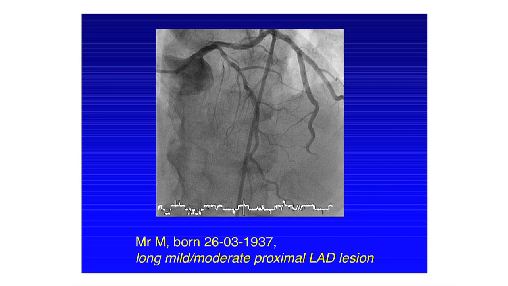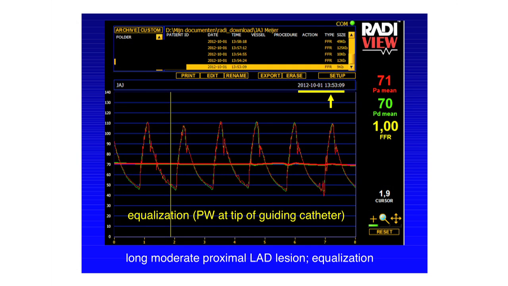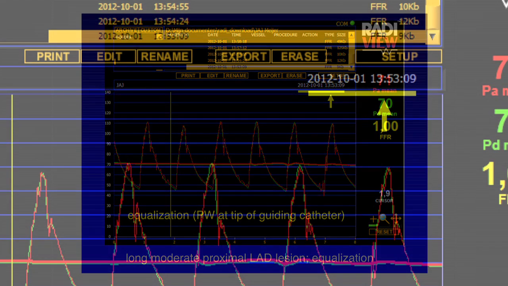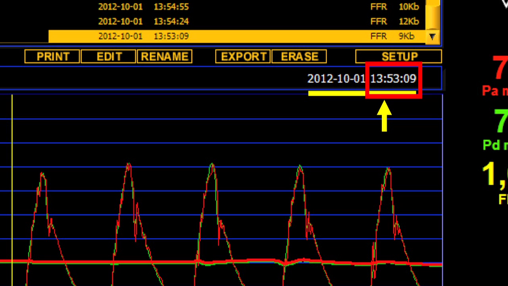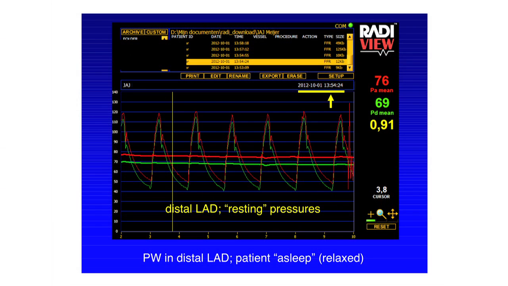A patient with a long, moderate LAD stenosis. As you will agree, it is an indication to measure FFR. Here, the pressure wire is at the tip of the guiding catheter and the equalization is performed. Look at the time, it is 7 minutes before 2. Then the pressure wire is put across the stenosis. We are 1 minute later. This is then what you would call resting pressures. By the way, the patient is asleep. The patient was sedated beforehand, so he was asleep on the table.